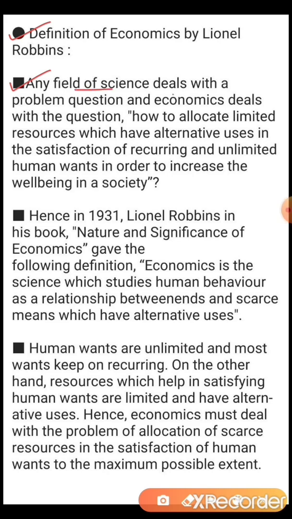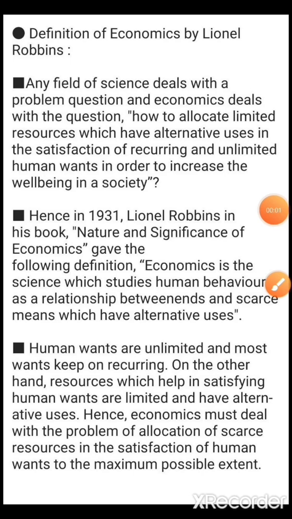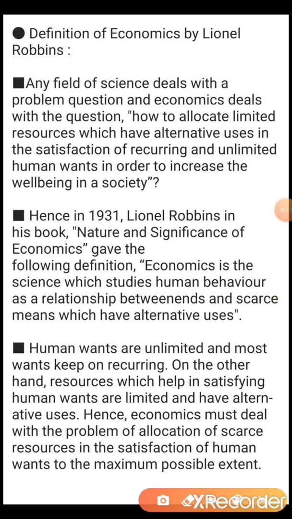Any field of science deals with a problem question, and in the same way economics deals with questions such as how to allocate limited resources which have alternative uses in the satisfaction of recurring and unlimited human wants in order to increase the well-being in a society. So students, in the first session we discussed that human wants are unlimited, and the resources to satisfy these wants are limited, and that too having alternative uses.